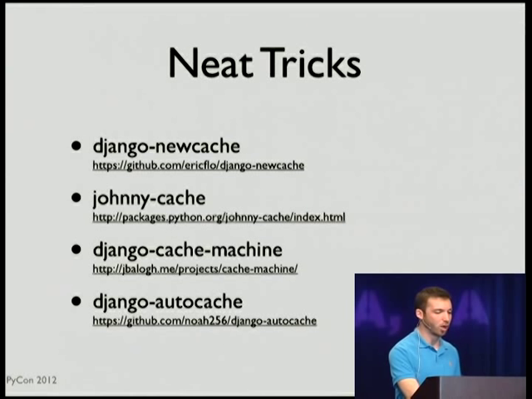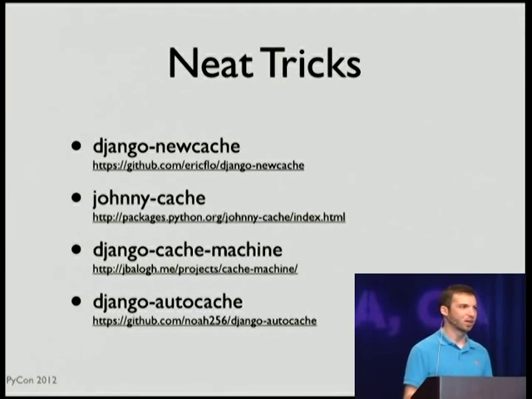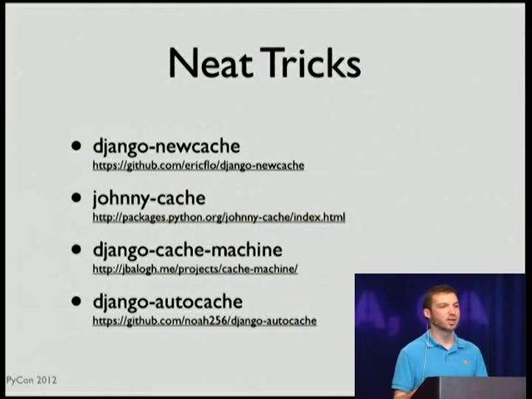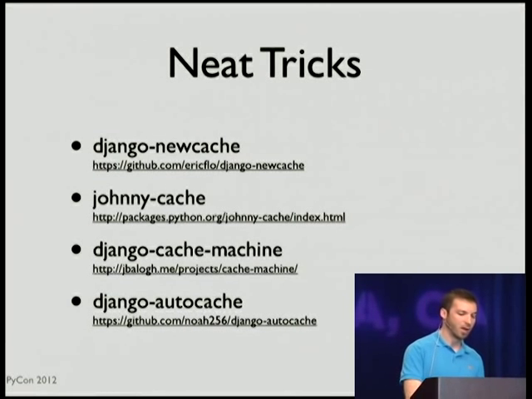And I've written a tool called Django Auto Cache, and this generates cache managers for you that will automatically cache every individual model instance as well as all of the relationships between models. So this just follows foreign keys and creates these kinds of persistence layer in your cache.